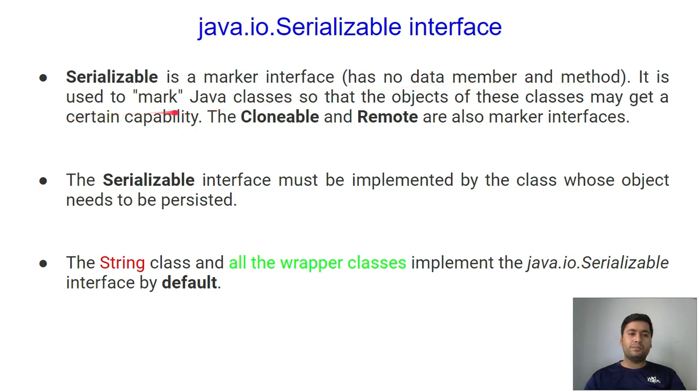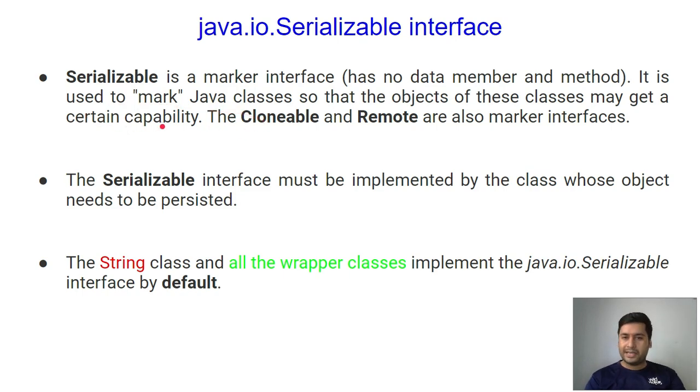It is used to mark Java classes so that the objects of this class may get a certain capability. So if there is nothing inside the Serializable interface, what exactly will it do? That is a very important question, and each and every interviewer will ask you, hey, if there is no body, there is nothing, what is the use of it? Many people are confused at that time.